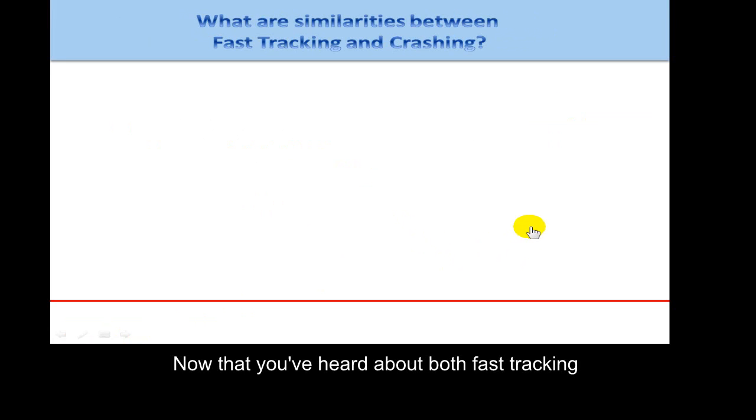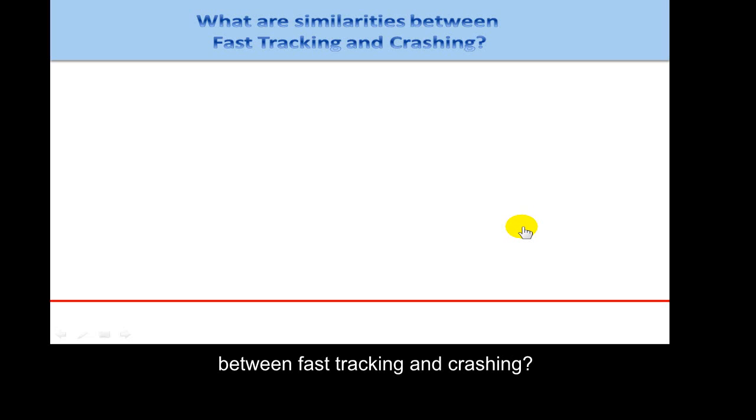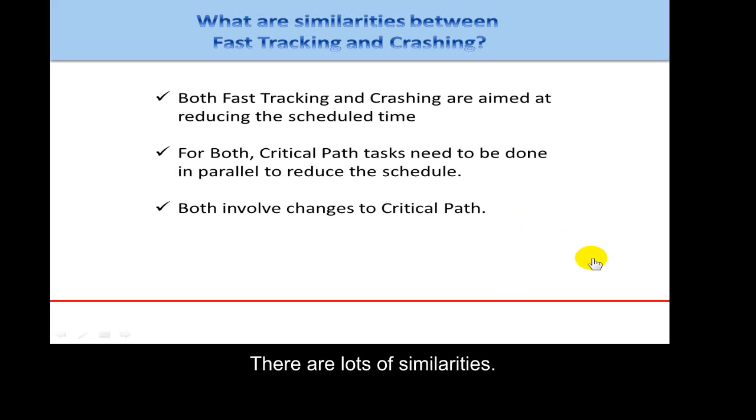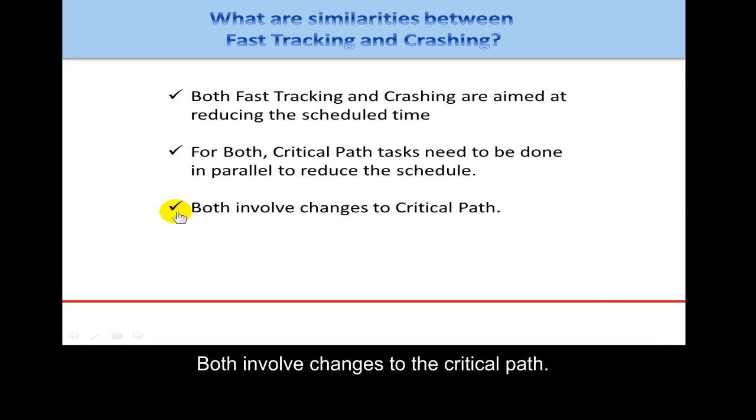Now that you've heard about both fast tracking and crashing, tell me, what are similarities between fast tracking and crashing? There are lots of similarities. Both fast tracking and crashing are aimed at reducing the scheduled time. For both, critical path tasks need to be done in parallel to reduce the schedule, and both involve changes to the critical path. So the big difference with crashing is that you don't necessarily maintain the efficiency of the project.